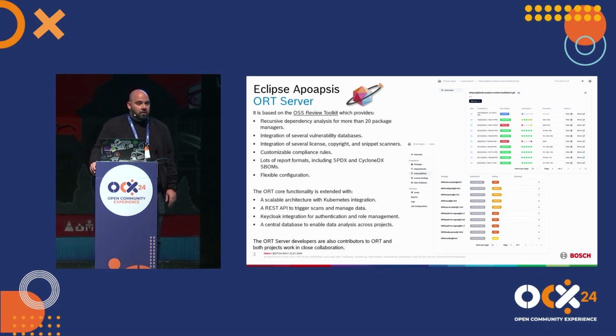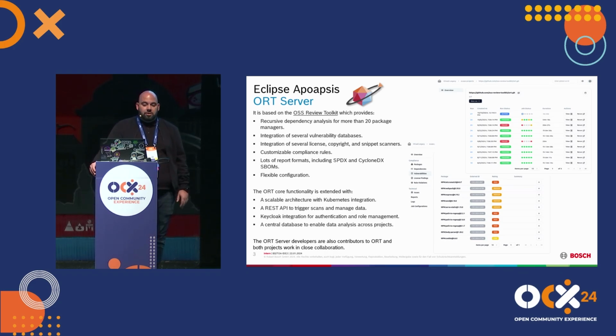So a bit of information regarding Eclipse Apoapsis and its ORT server is, as I've already mentioned, that it is a collaboration with the OSS Review Toolkit, and it's based on it. So it provides you with a recursive dependency analysis for more than 20 package managers as of today. In the past, there were just a few, but with time passing, the developers integrated more and more package managers. It allows you to integrate several vulnerability databases.